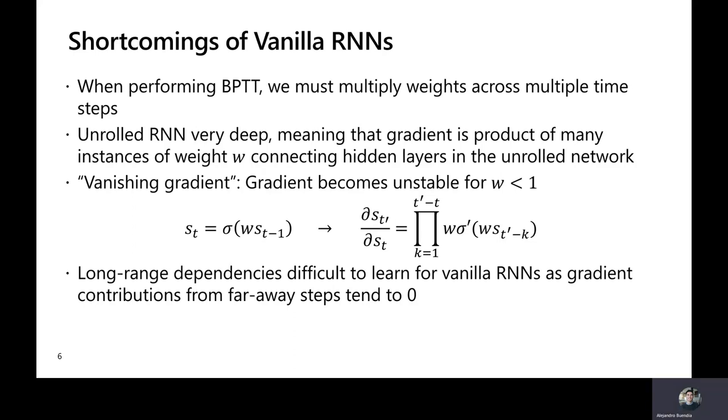When W is less than 1, it will decay and the gradient becomes unstable. Remember that we must sum the gradients over the time steps in backpropagation through time. This means that long-range dependencies are difficult for vanilla RNNs as the gradient contributions from faraway steps tend to 0. This is called the problem of vanishing gradients when W is less than 1 and of exploding gradients for W greater than 1.